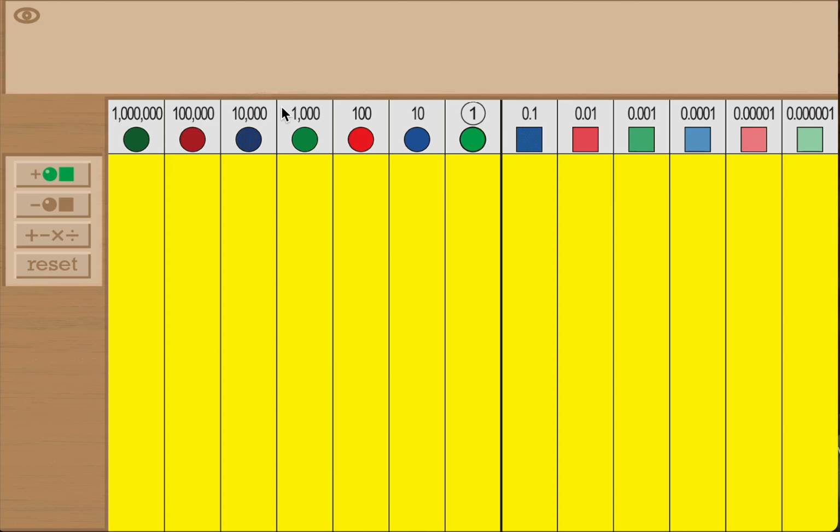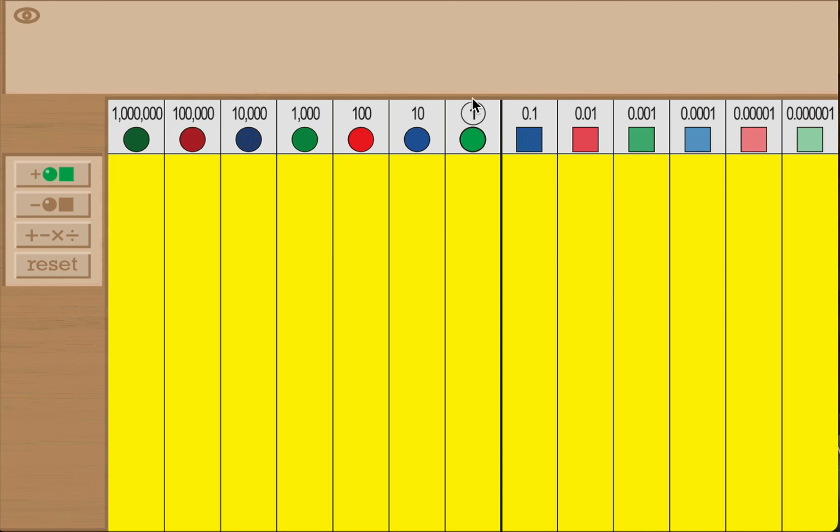And if we multiply the 1,000 by 10, we're going to get 10,000, which is 10 to the power of 4. And if we multiply 10,000 by 10, we're going to get 100,000, which is 10 to the power of 5, and if we multiply that again by 10, we're going to get 1 million, 10 to the power of 6.